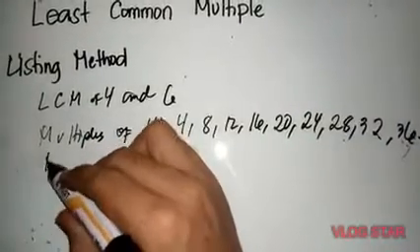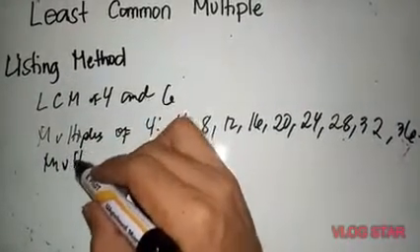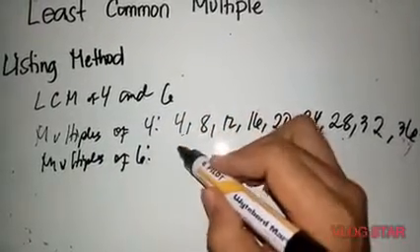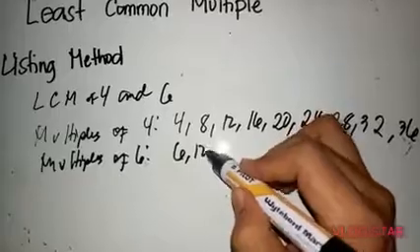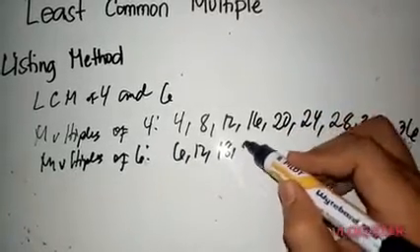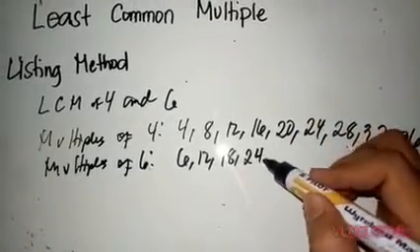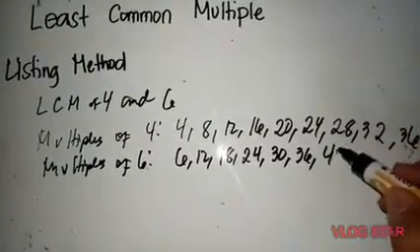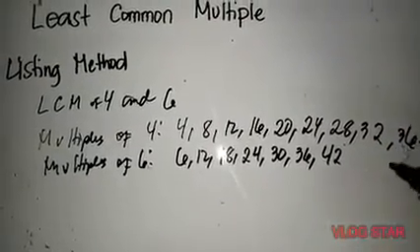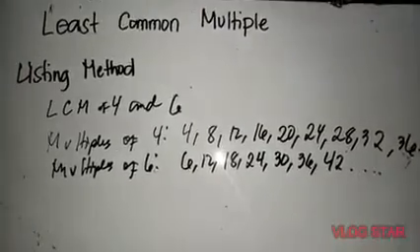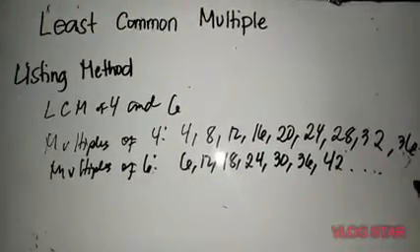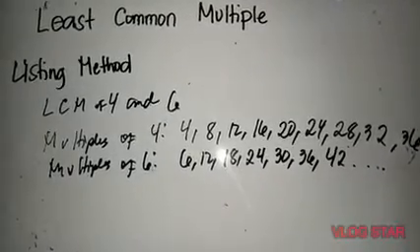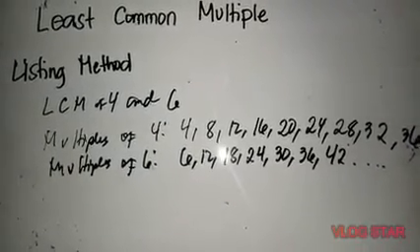Next is multiples of 6. Then it would be 6, 12, 18, 24, 30, 36, 42. Then let's end with 42. So these are just a few multiples of 4 and multiples of 6.